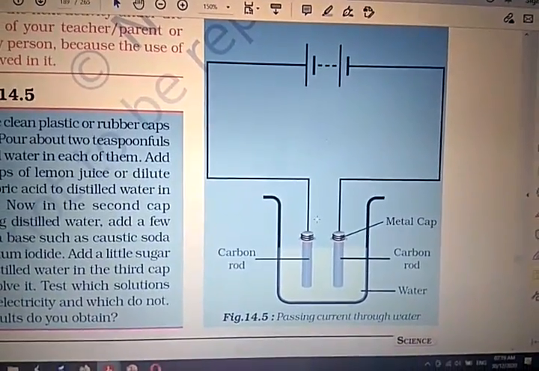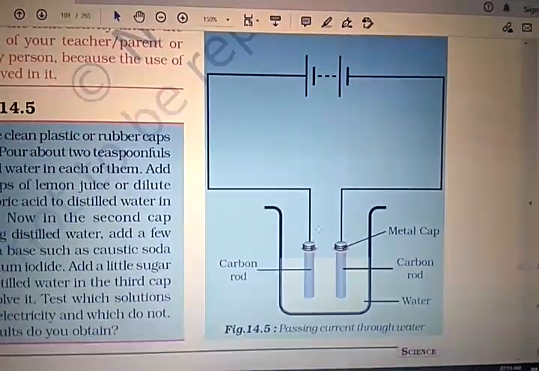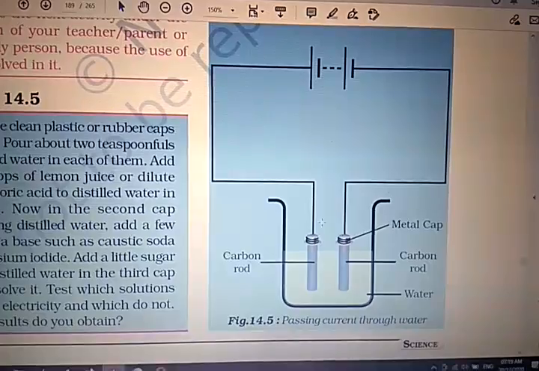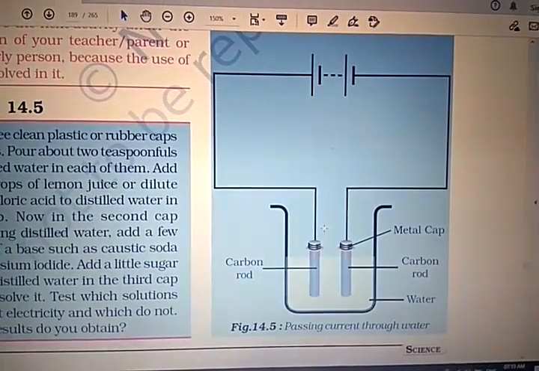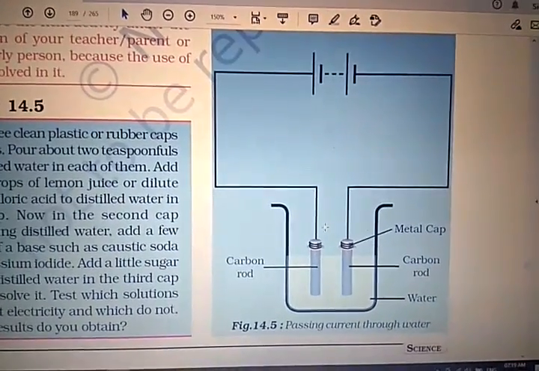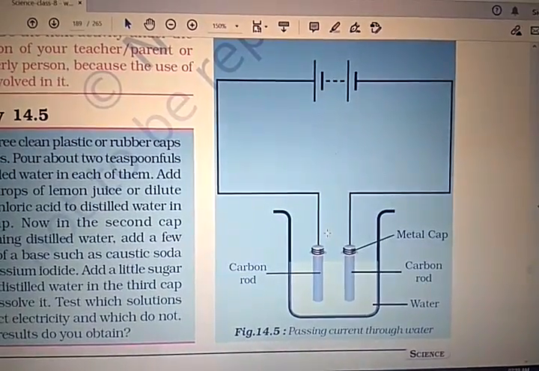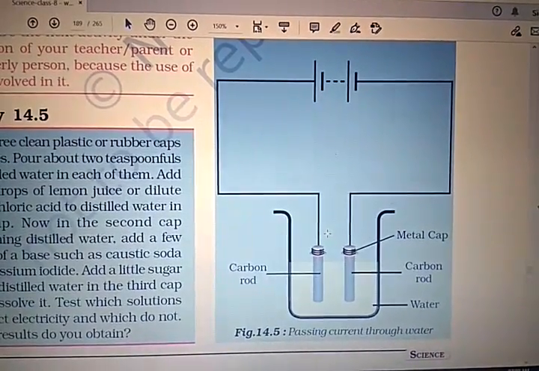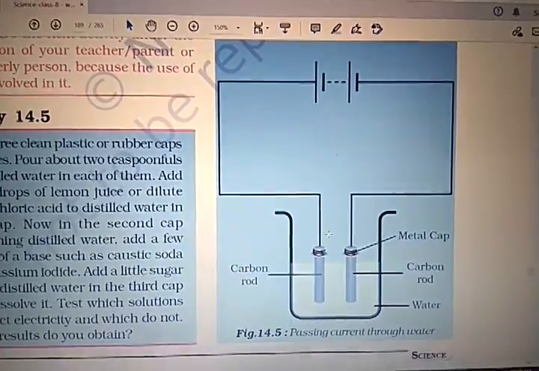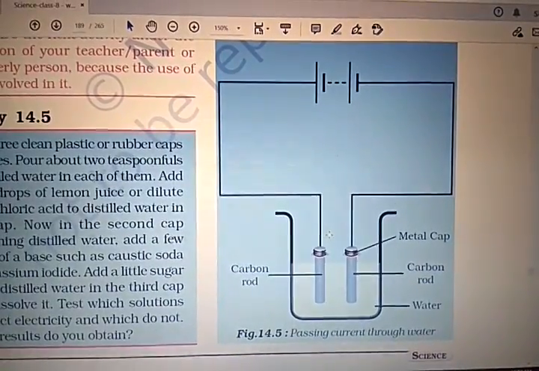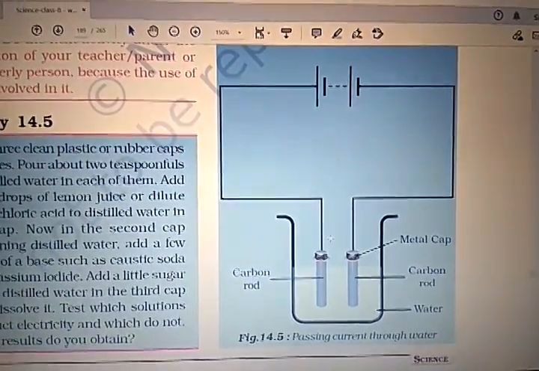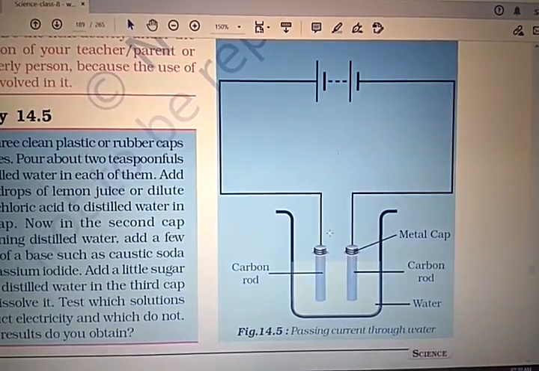Here you can see the diagram of the electrolytic process, passing current through the water. The electrolytic solution we have taken is water. Then the metal cap is there, the carbon rod is there. So one carbon rod acts as the positive electrode and the other is the negative electrode. We have to connect them with the battery as shown in the diagram.